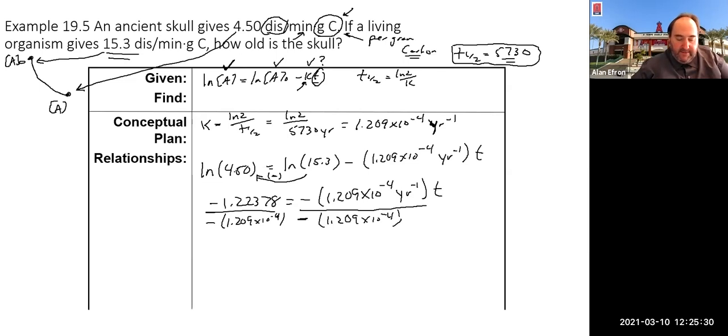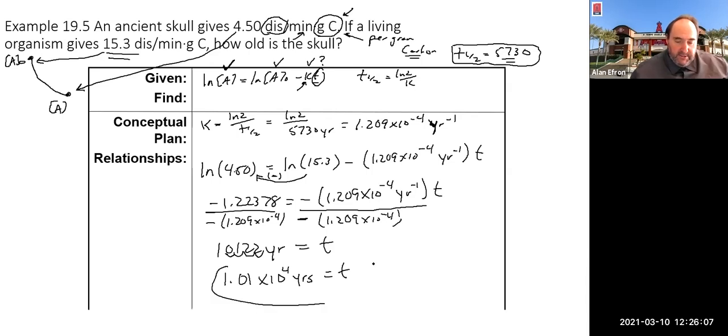And if I do that, I end up with about 10122. The units here would be years, our time, and I should probably round it down to something a little less than that. So we'll do something like 1.01 times 10 to the 4 years would be our time. And that's like 10,000 years old, pretty much. Any questions on any of those steps there?